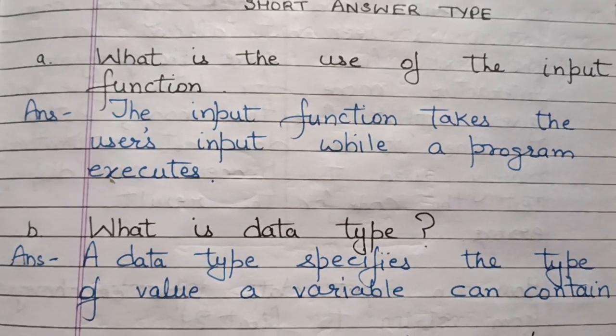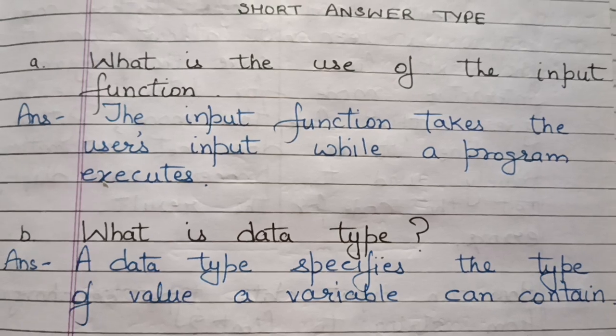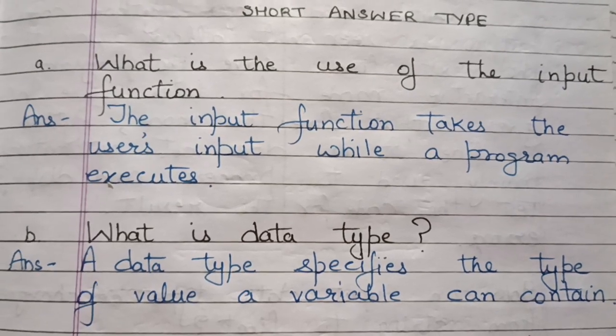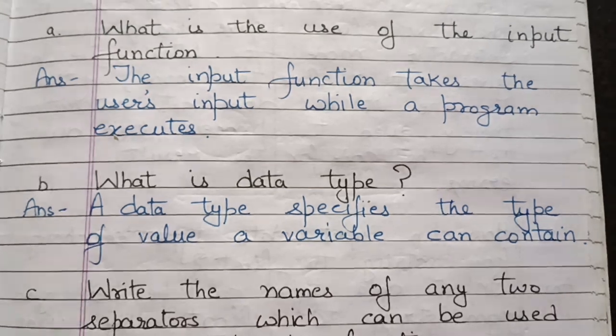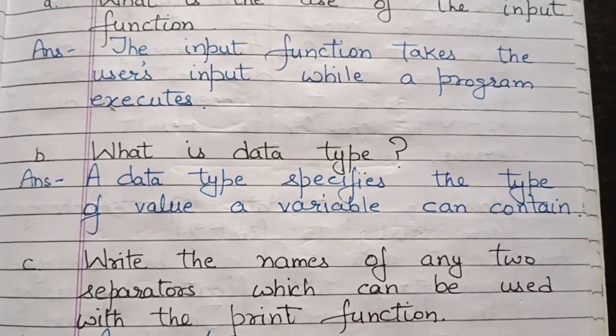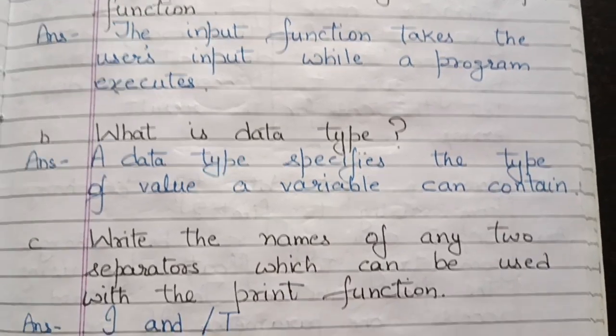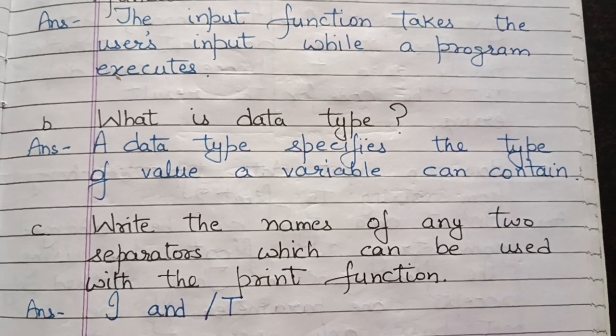So since these are short answer type questions, you have to write only 1 or 2 sentences. Write the names of any two separators which can be used with the print function. And the answer is \n and \t.